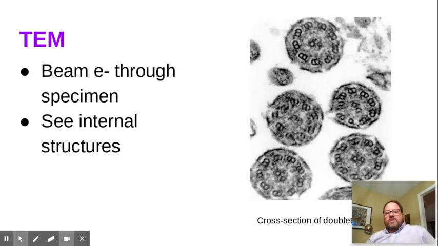Now, the next image is a transmission electron microscope. Here, the electrons actually pass through the structure. And what that does is it allows you to see inside of these microscopic structures. So this is a cross section of the cilia.